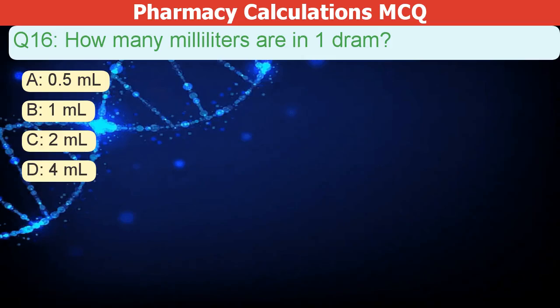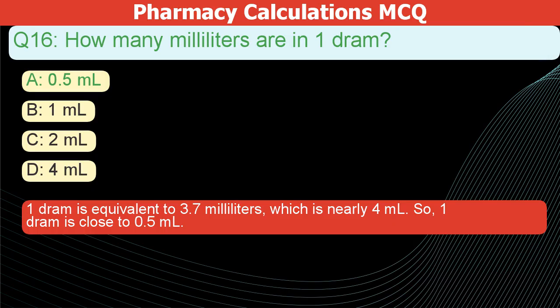How many milliliters are in 1 gram? A. 0.5 milliliters. B. 1 milliliter. C. 2 milliliters. D. 4 milliliters. The correct answer is A. 1 gram is equivalent to 3.7 milliliters, which is nearly 4 milliliters. So, 1 gram is close to 0.5 milliliters.